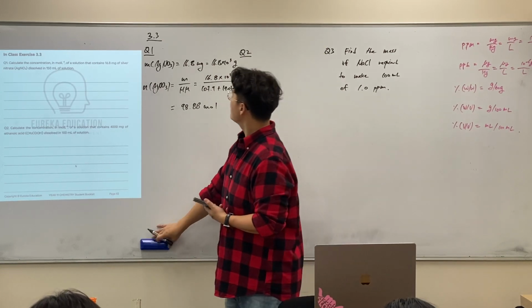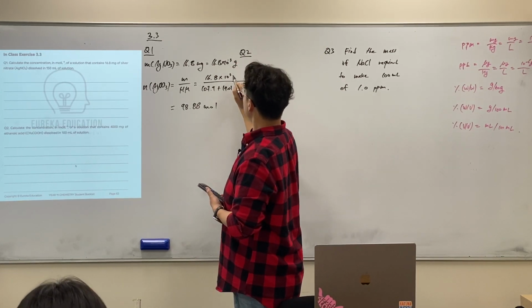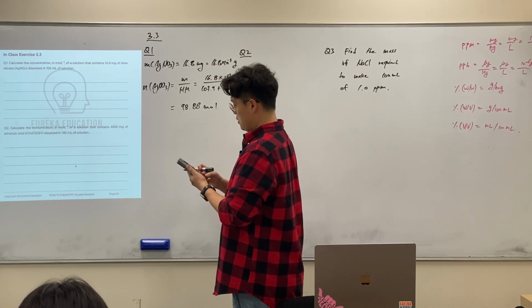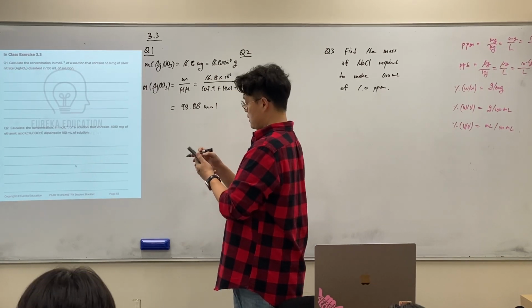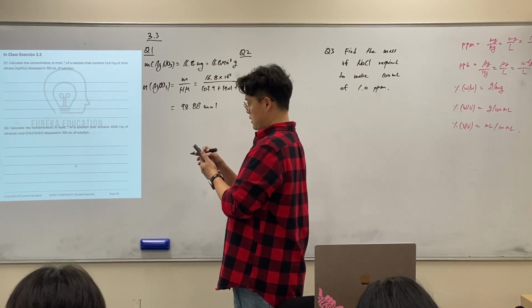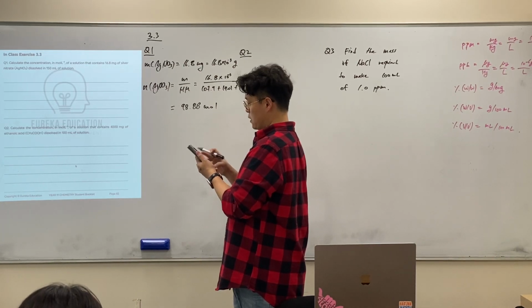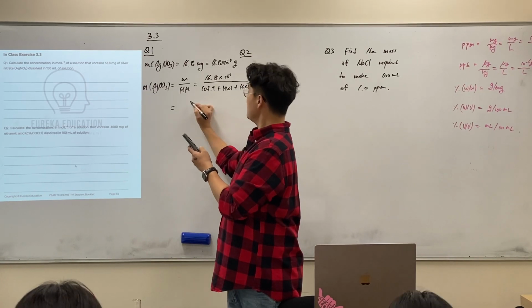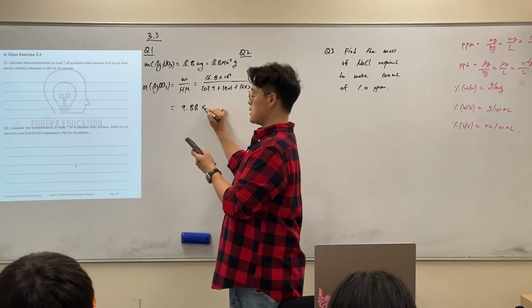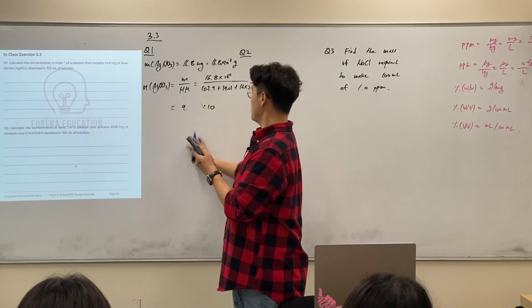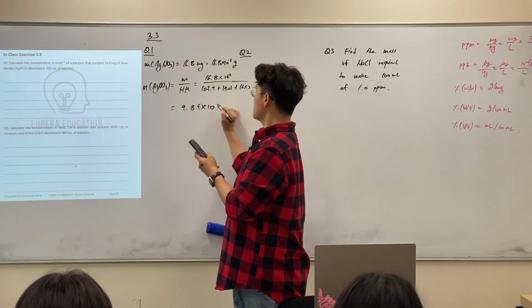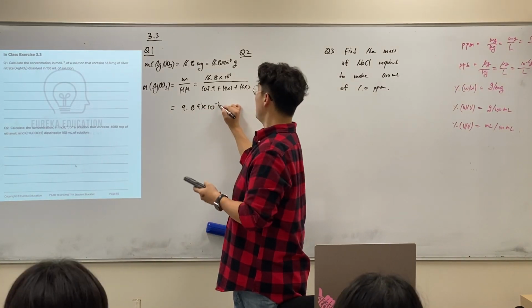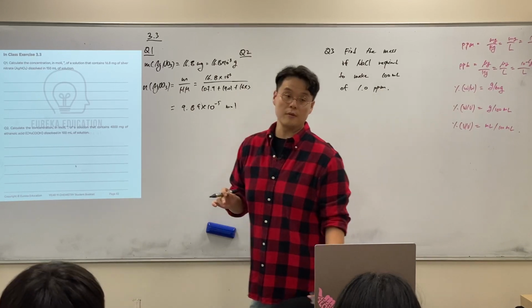No, I'm sorry. It should be 10 to the power minus 3. It's my bad, sorry. It should be less than that. No wonder the value was so big. Okay, not the 99, so you should get 9.89 times 10 to the power of minus 5 mole.